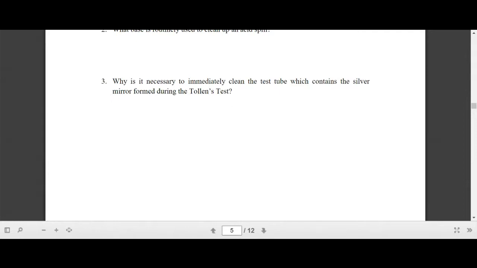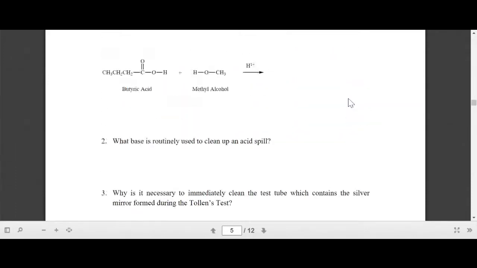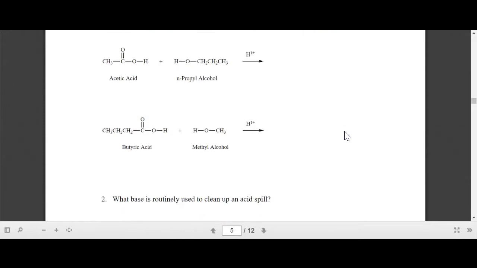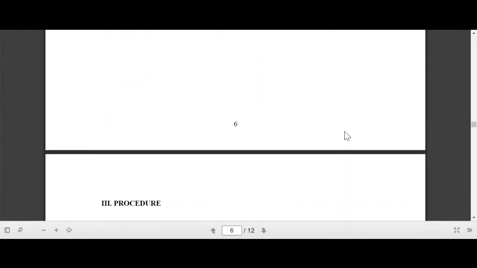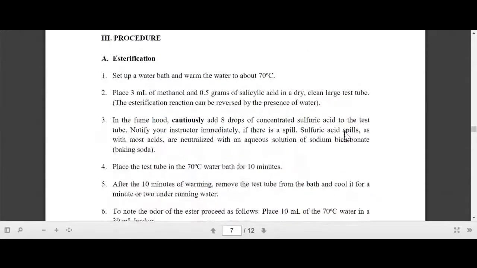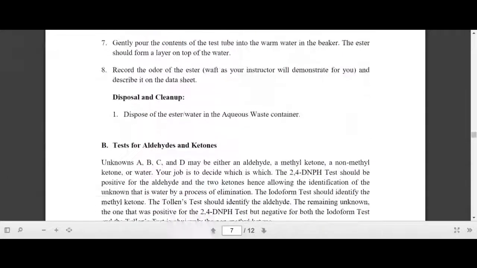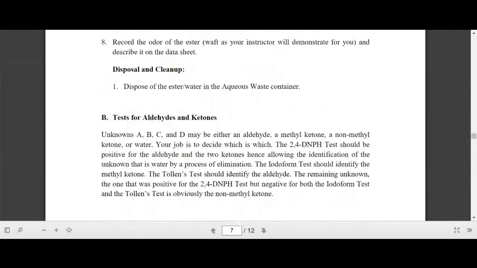The Tollens reagent needs to be disposed of right away, because if you don't, and it dries up, it becomes an explosive compound. That's why it needs to be cleaned up right after the experiment. We usually clean it up with acid to make sure it is cleared. It doesn't stay and dry up as Tollens reagent or leftover from the Tollens reaction.